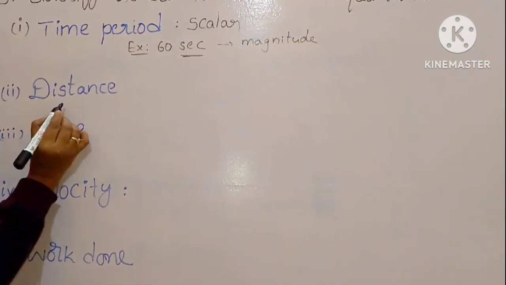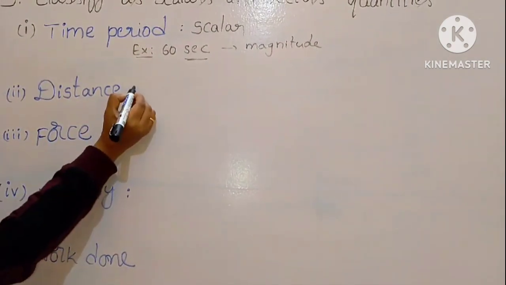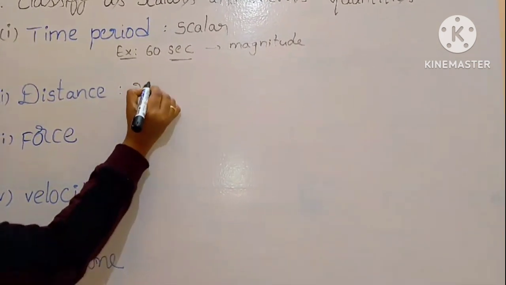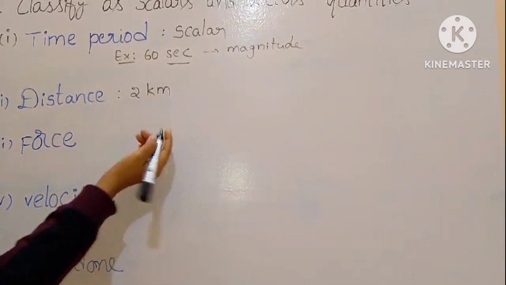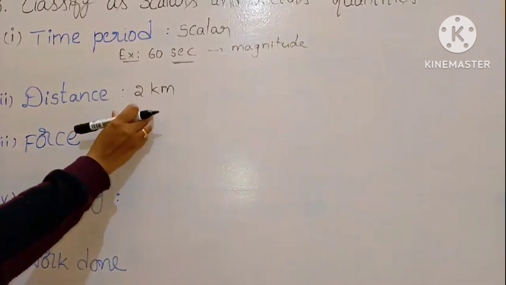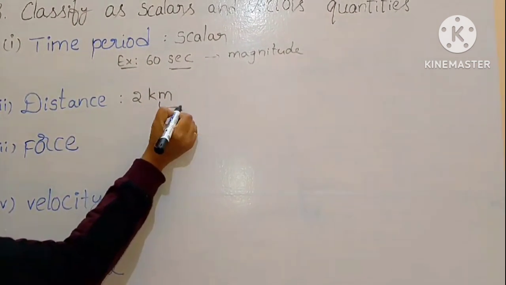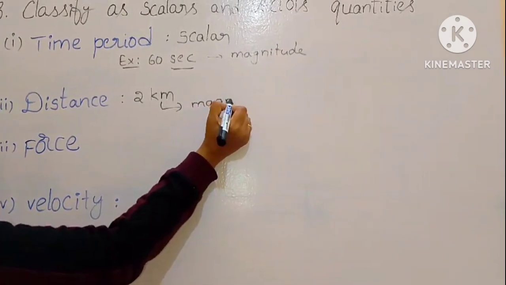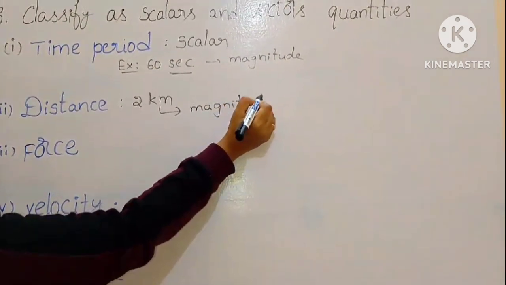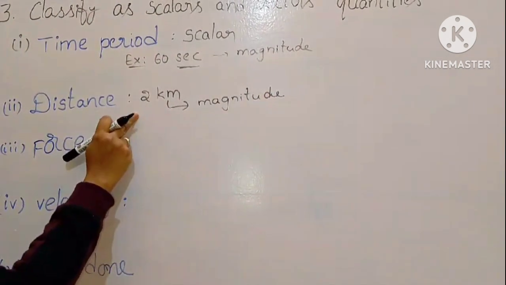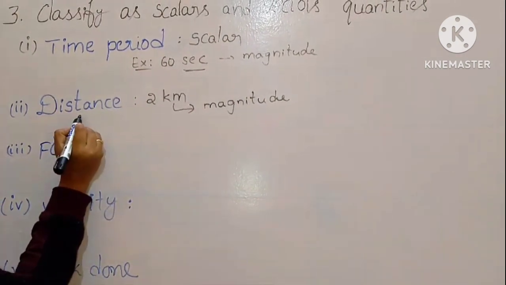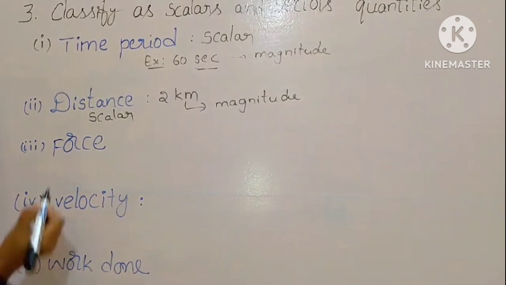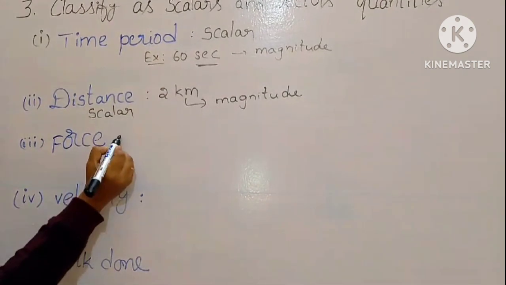Next, coming to the second one. Distance. Distance is a quantity. For example, I am taking 2 kilometers. I didn't mention any direction. I am taking only 2 kilometers. This kilometer represents magnitude. In this, no direction. So, it is scalar. Distance is scalar. Next, coming to the third one, force.